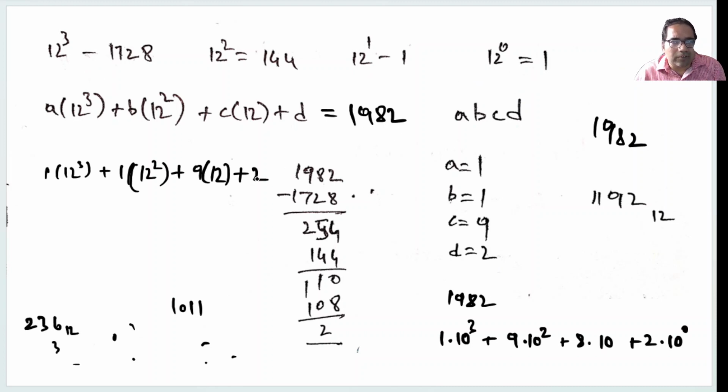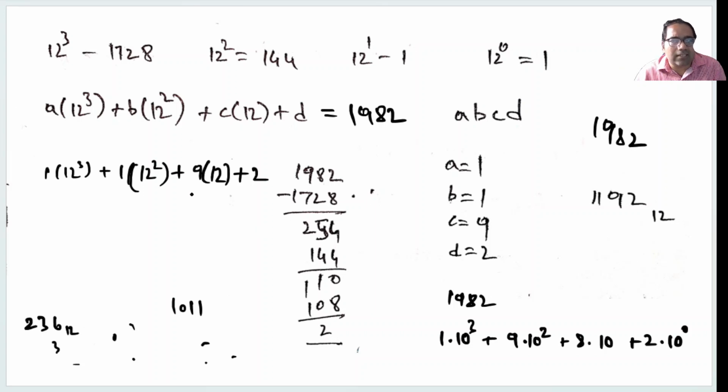1982. If you remove 12 cube, then we'll be left with 254. 254 in 12 square, it is again 1 into 12 square only. So 144 if you remove, then it is 110. 110, 9 twelves is 108, so we'll be left with 2. So basically 12 cube will go once, 12 square will go once, 12 will go 9 times, and remaining is 2.